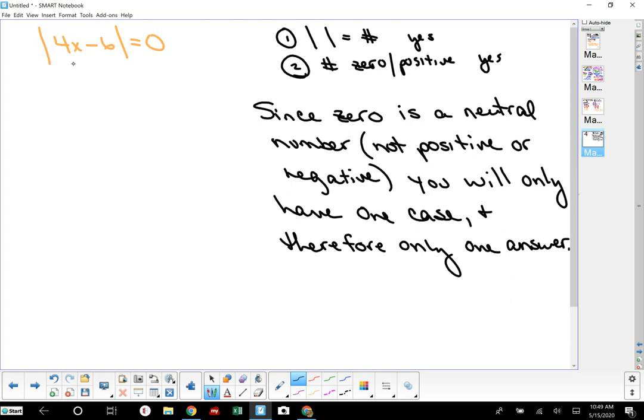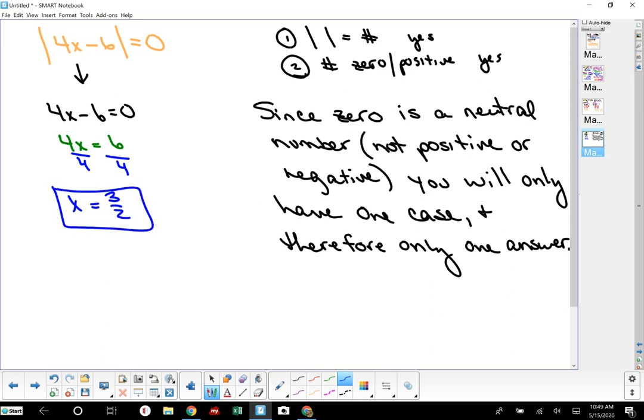So when you solve this one, you'll go directly to 4x minus 6 equals 0. Move the 6. Divide by 4. Reduce. And that's the only answer you're going to have. So if you have a positive number here, you're going to get 2 answers. But if you have 0 over there, you're only going to get 1 answer.